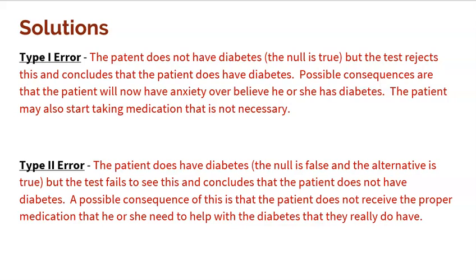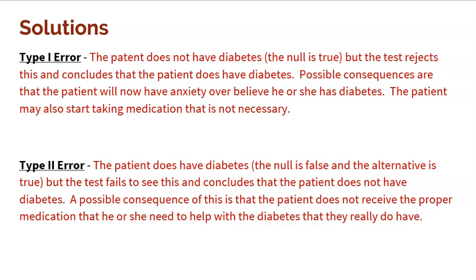So the doctor says, okay, you have diabetes, you've got to start taking all this medication because you have diabetes. But the truth is they do not have diabetes. So the patient's taking unnecessary medication, and maybe that harms them in some way. So lots of consequences there. Type 2 error, the patient does have diabetes. The null is false, the alternative is true. But the test fails to see this and concludes that the patient does not have diabetes. So a possible consequence of this is that the patient does not receive the proper medication that he or she needs for help with the diabetes that they really do have.